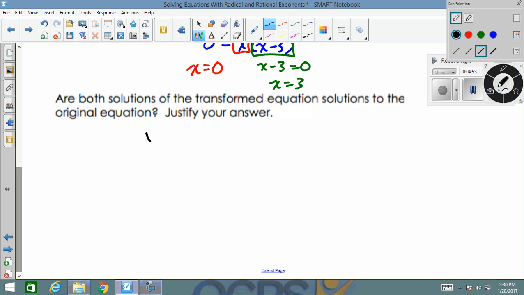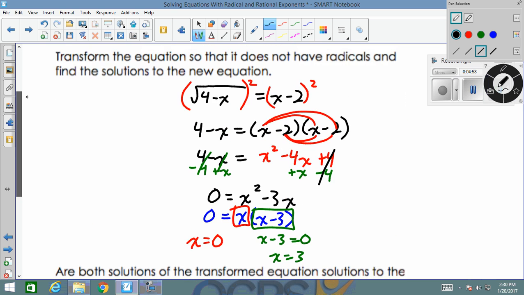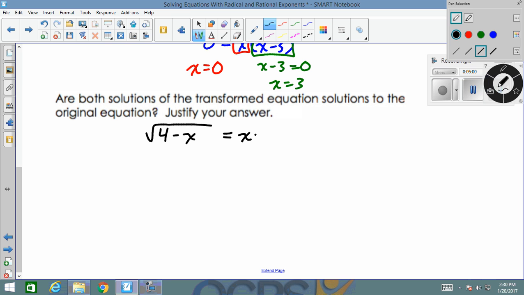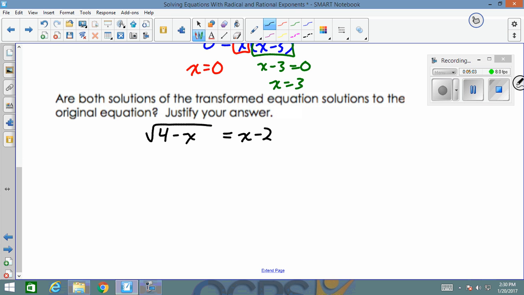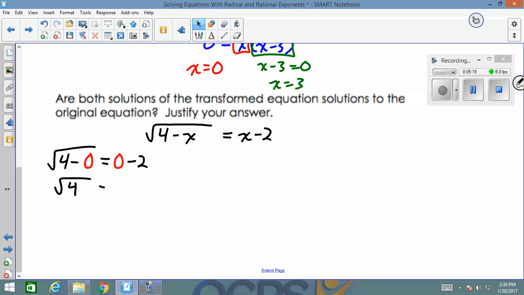To do that, we take the original equation, which was the square root of 4 minus x equals x minus 2, and we have to substitute those numbers in. So let's start with 0 first. The square root of 4 minus 0 equals 0 minus 2. So this would be the square root of 4 equals negative 2. So 2 equals negative 2. And that doesn't work. So that means that x equals 0 is an extraneous solution.